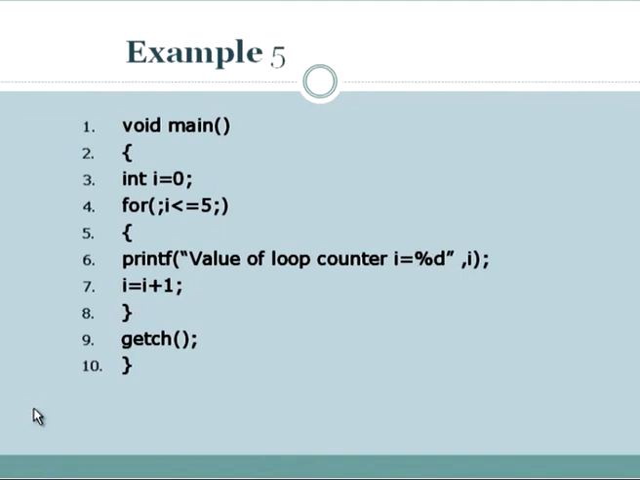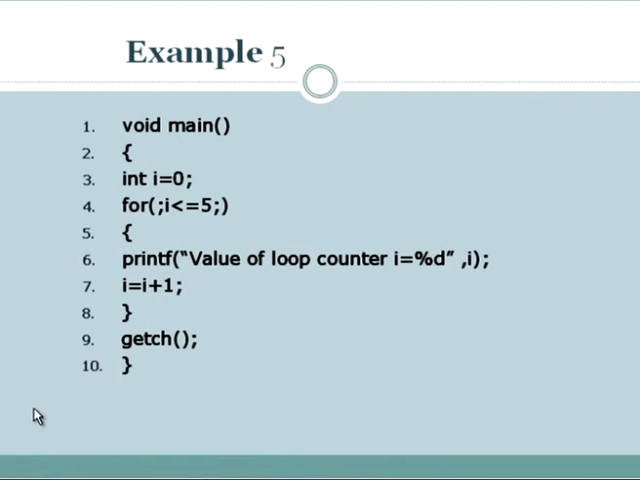Let's study one other example of the for loop. Dear students, I told you earlier that while using for loop, we initialize the loop counter, we check the loop condition, and we change the value of loop counter in the same line. But it is not always necessary. You may change this syntax as shown in this example.